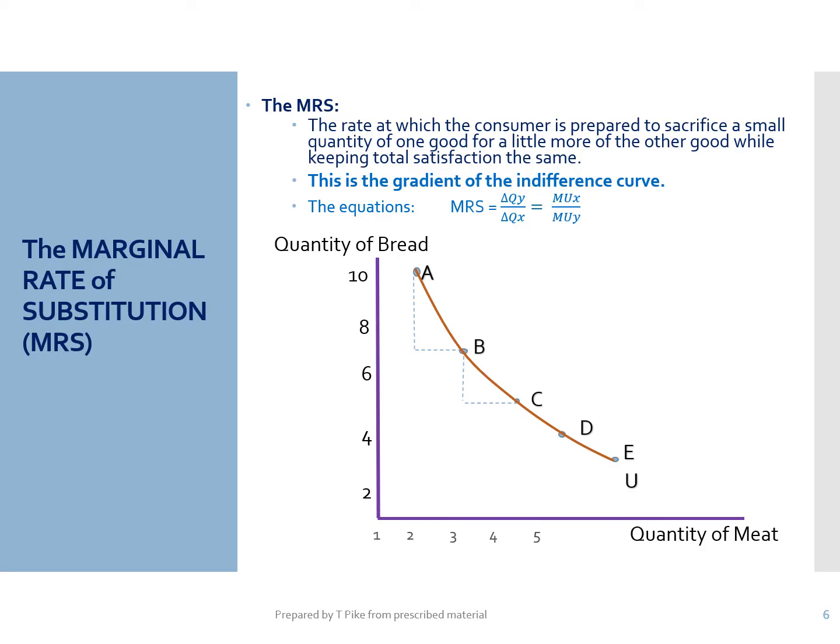So please, it is a little bit complex. Just pay attention to it. Make sure you read it through carefully and understand those relationships. The absolute key, though, is the information that appears in front of you here. Can you describe MRS, marginal rate of substitution? Do you understand that it is the gradient of the indifference curve? And then do you remember, or will you be able to write down the equations that represent our marginal rate of substitution?